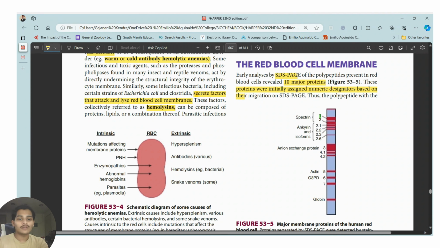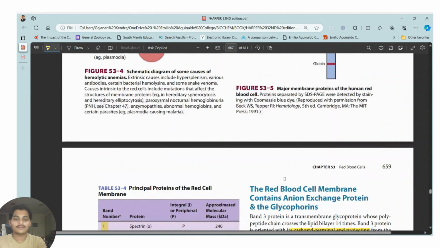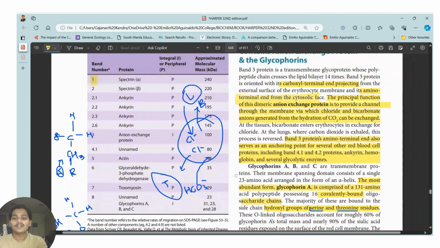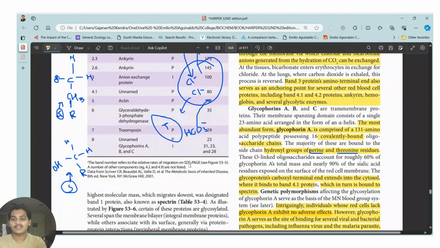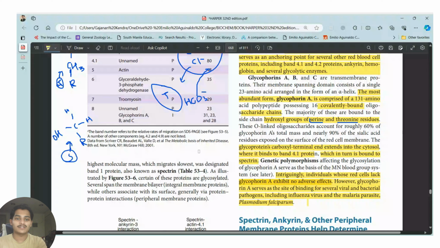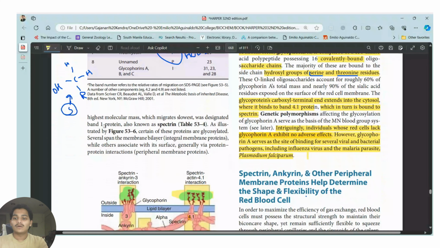The molecule which moves the slowest will be considered number one. In the case of RBC, spectrin is number one, the slowest moving protein, and going through it, globin is the fastest. Okay, you can remember this chart, but I don't think it is that important. Spectrin is important. Ankyrin, just remember the name. The anion exchange protein is important, just remember the name. Glycophorins are also important, just remember the name.